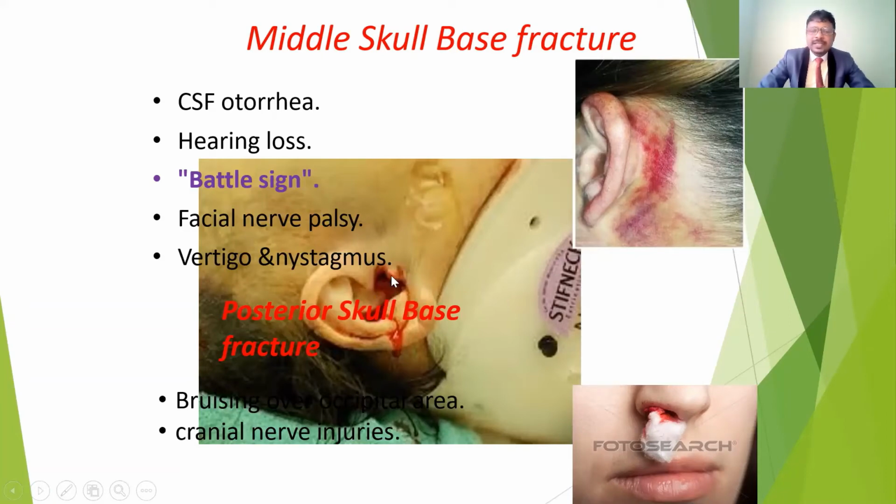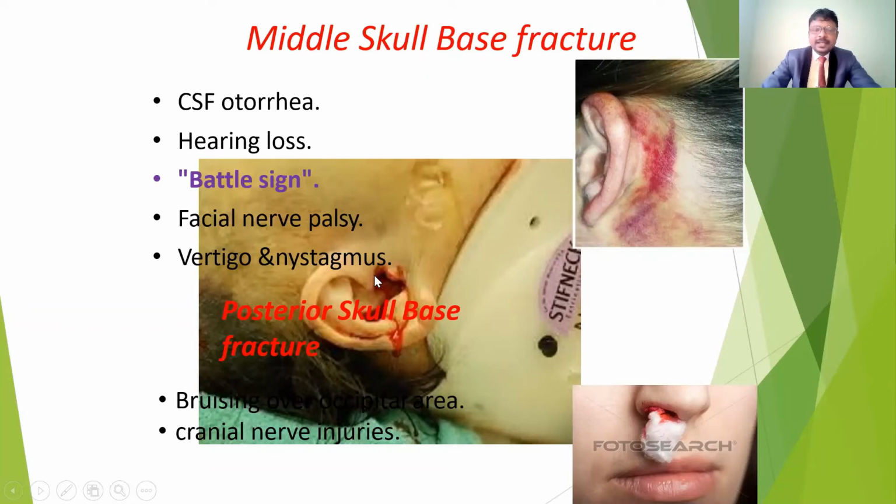So this is called CSF otorrhea. Also, because of this middle skull fracture, there is a chance of hearing loss, because this area mainly involves the temporal lobes. So if there is any damage to the temporal lobe, there may also be hearing loss.